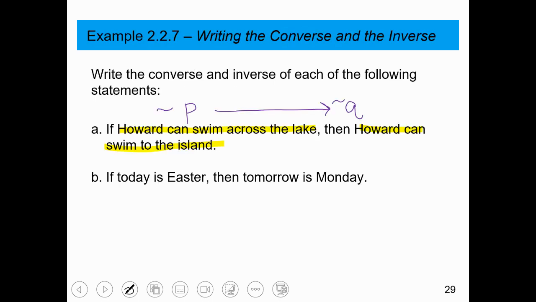All right, let's try. If today is Easter, then tomorrow is Monday. So for the converse, we simply switch the two clauses. If tomorrow is Monday, then today is Easter. And for the inverse, we leave the P and Q right where they are. We simply negate both clauses. So if today is not Easter, then tomorrow is not Monday.